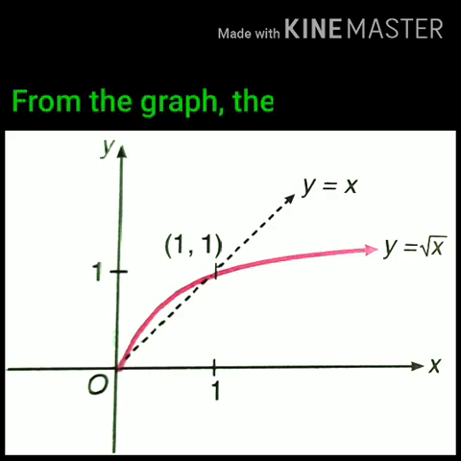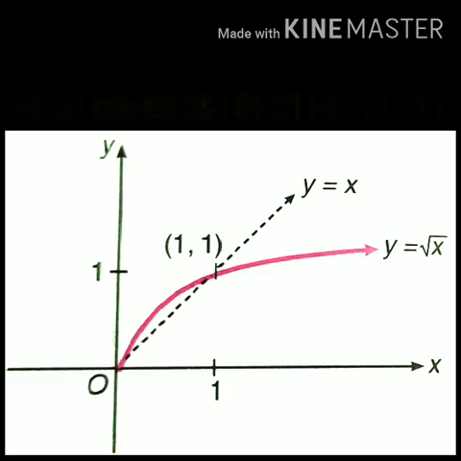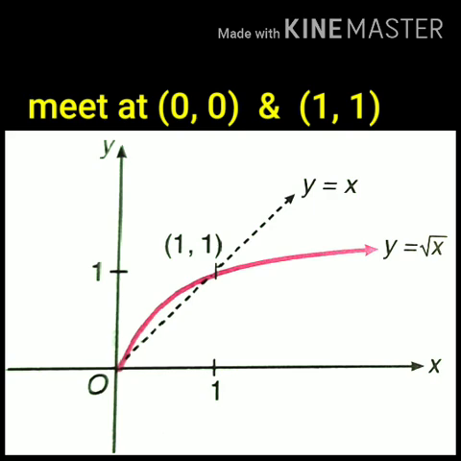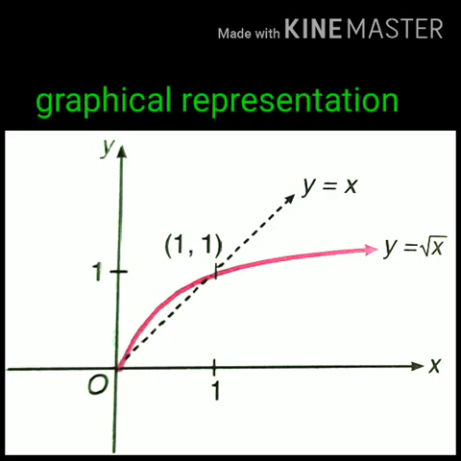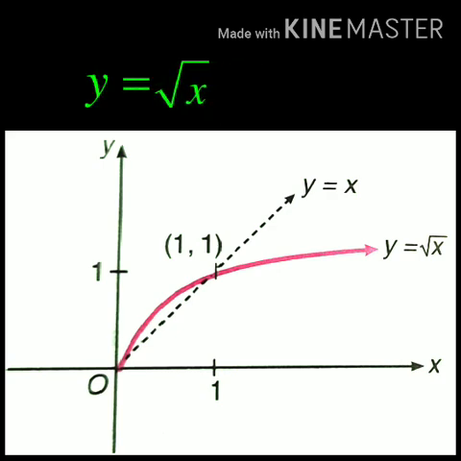From this graph, we also see that the line y is equal to x intersects the curve at the points (0, 0) and (1, 1). This indicates that the curve has equal x and y coordinates at the points (0, 0) and (1, 1). This is the graphical representation of the irrational function y is equal to x to the power half, or y is equal to root over x. Next function is modulus function.